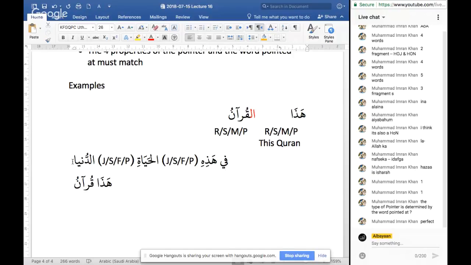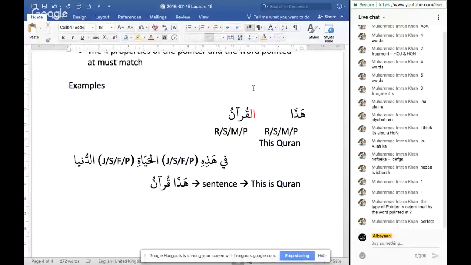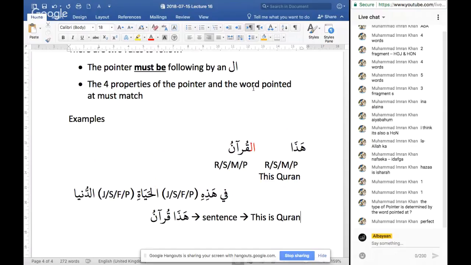If I say this, it would not mean this Quran. This is not a fragment, this is a sentence. And the sentence means this is a Quran. This is not a fragment because there's no al after the haza. So the pointers must be followed by an al in order for the fragment to be formed. So two rules that we did: the pointer must be followed by an al and the four properties must match.